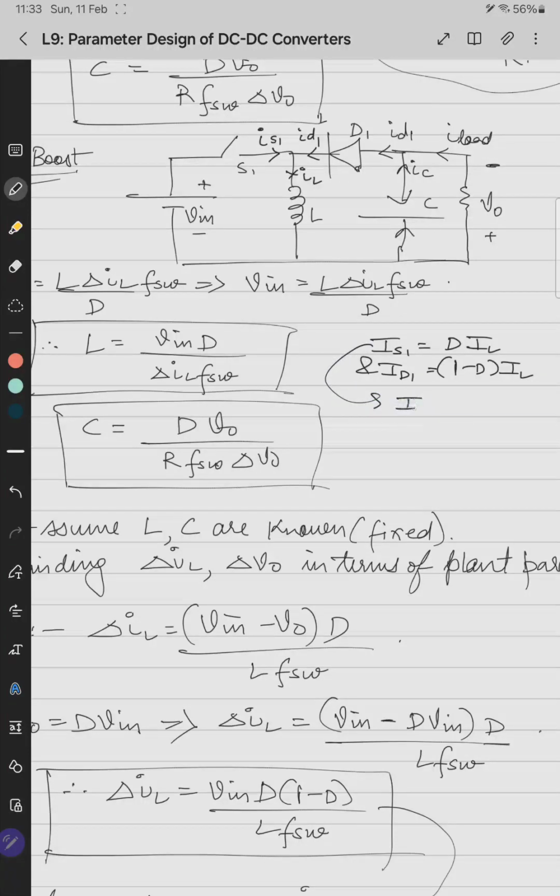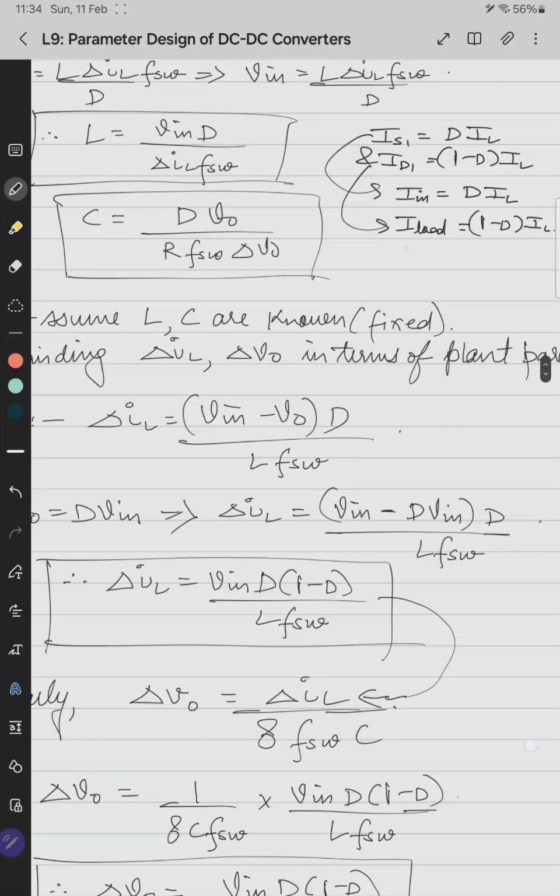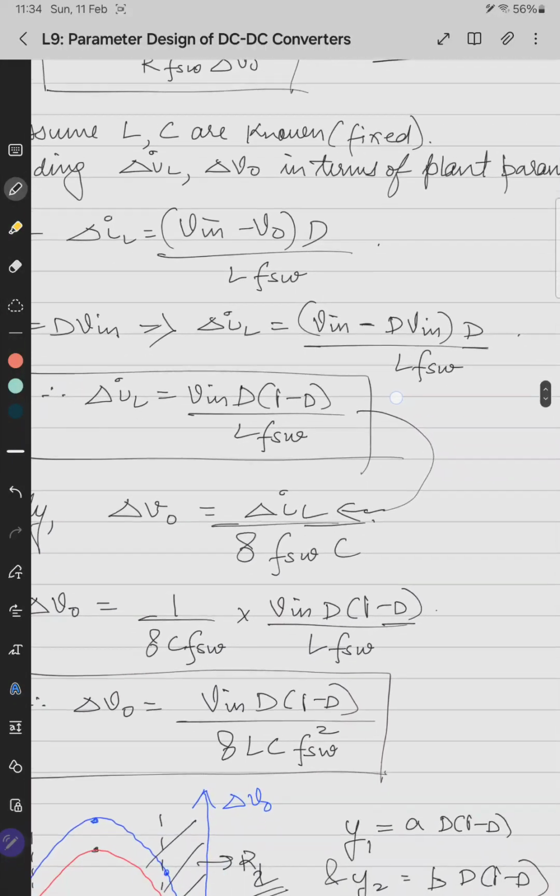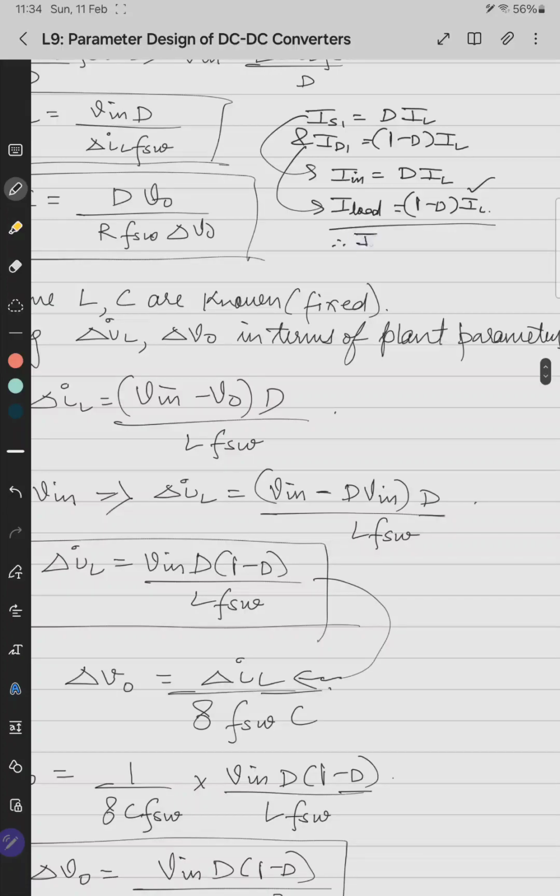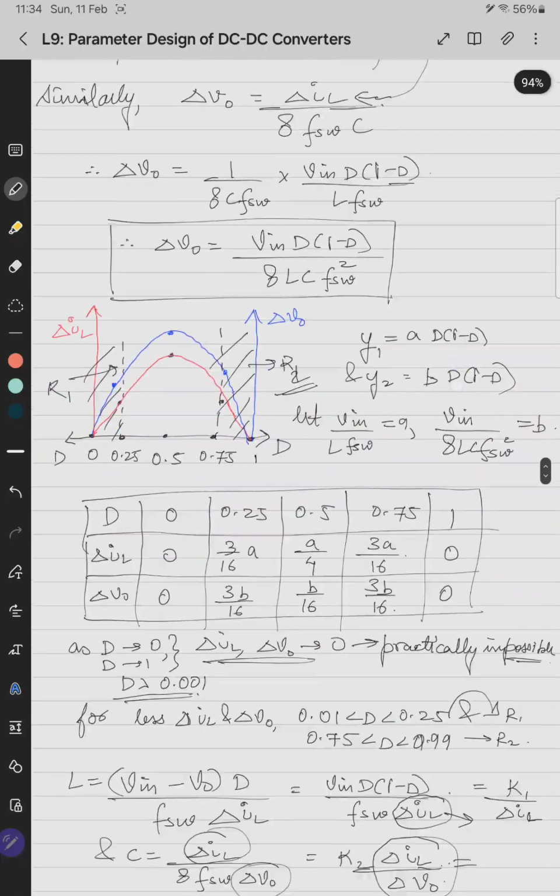So IS1 is I in, which is D into IL, and ID1 is the load current, which is 1 minus D times IL. Therefore I in by I load, which is I in by I0, is D by 1 minus D. So this you can easily write. We'll write in terms of I load only. Therefore IL for a buck boost converter is I load by 1 minus D. Easily we have found out, and we substitute it here.